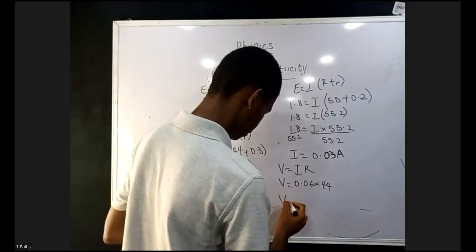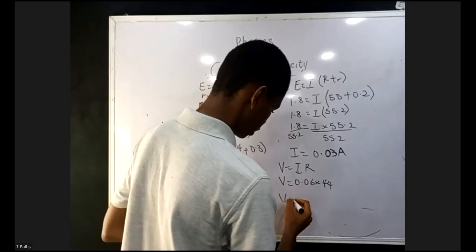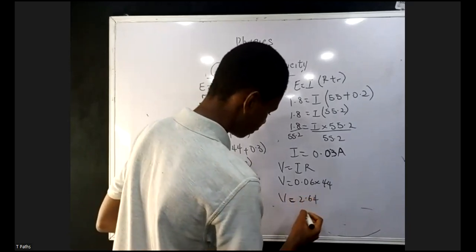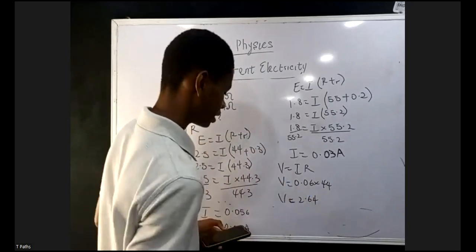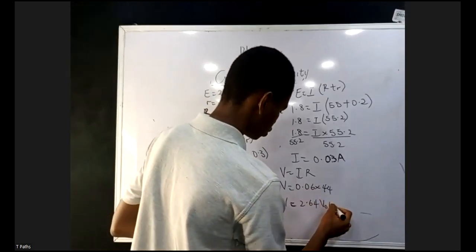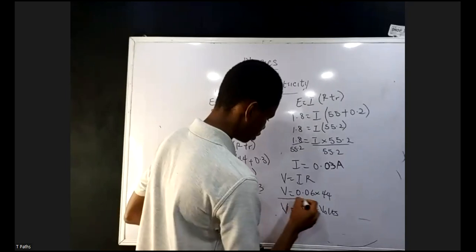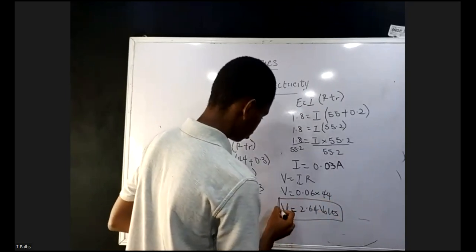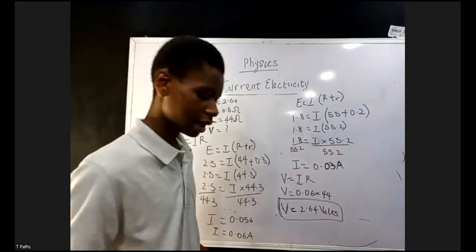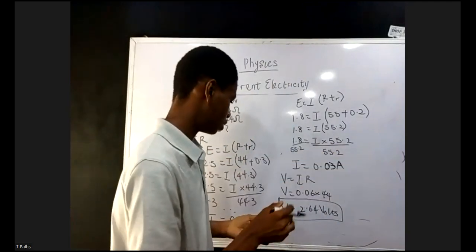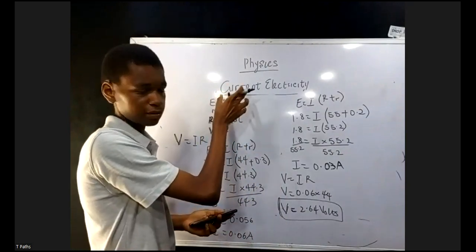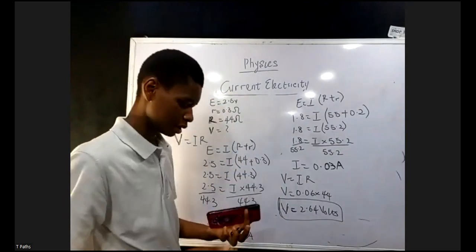When I multiply this, I have 2.64. So this is the voltage of the external circuit, and I add my unit, which is volts. So you have the answer to your question here. You just have to understand all these formulas and be able to interpret the question. After interpreting the question, take each value of the quantities and put it in the formula.